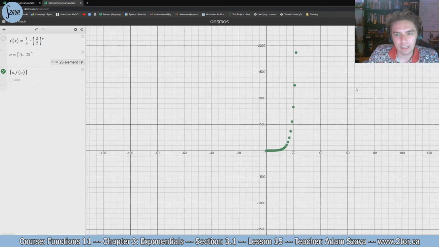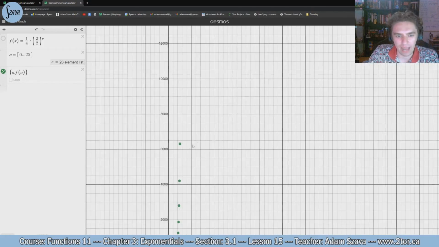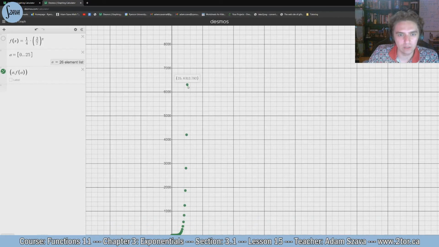But still, eventually, we're going to get way up there. After only 25 days, or 25 seconds, right? I said that was in seconds. After 25 seconds, we're already at $6,000. So even just small, small amounts multiplying by small multipliers will still eventually get huge given enough time, right? The value will get huge. And that is the nature of exponential growth.